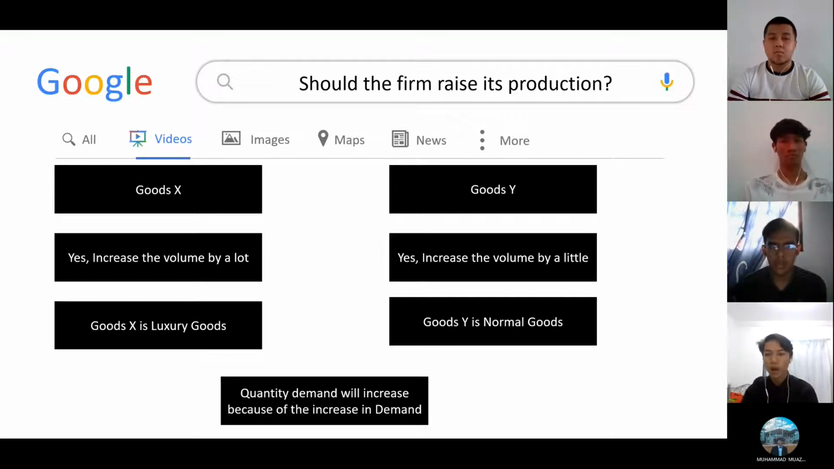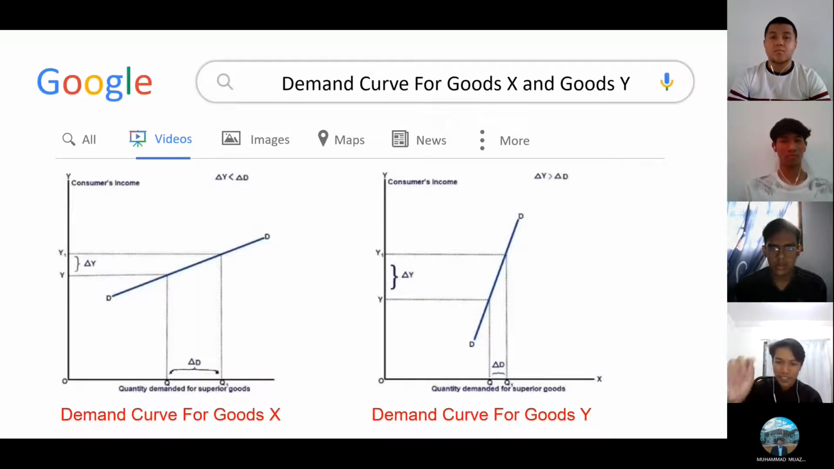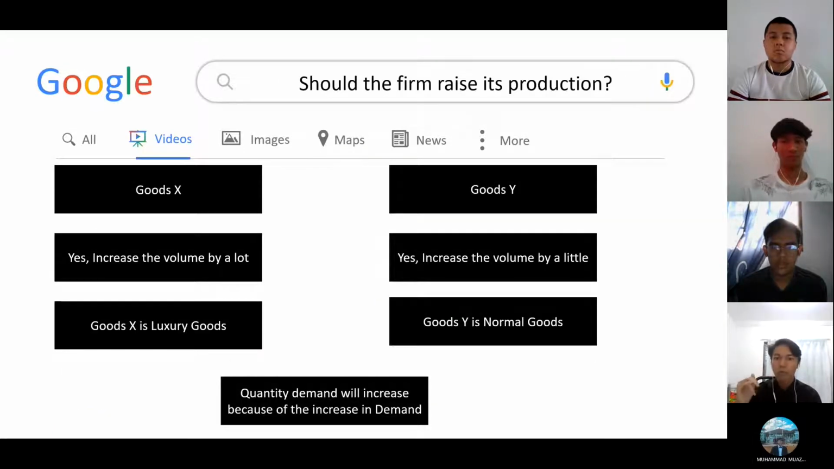So for the next, good Y. Yes, there is an increase in good Y also. As you can see in the graph, there is also an increase in quantity, but the increase is just a little bit. If there is an economic boom or an increase in income, the quantity will not change that much. The producer I would advise is to just increase production by a bit, so that there is no waste, and the price can be controlled. So that's all from me. Next I pass it to Danish.